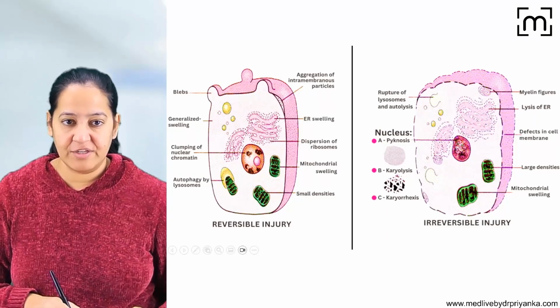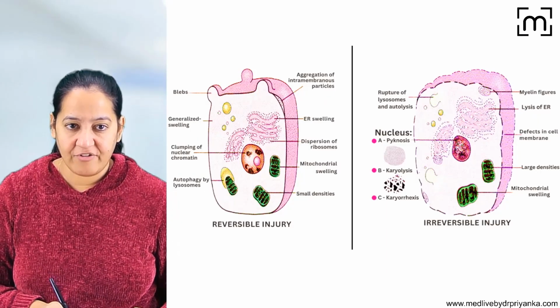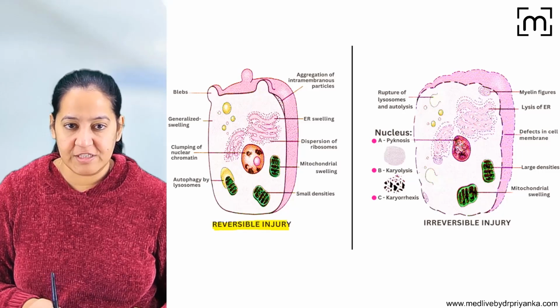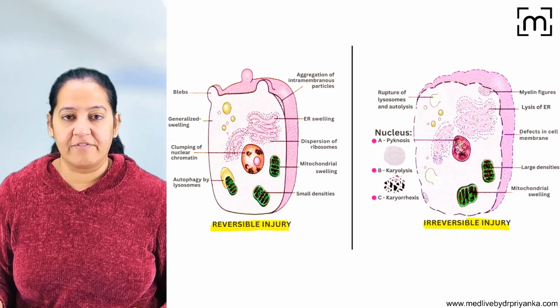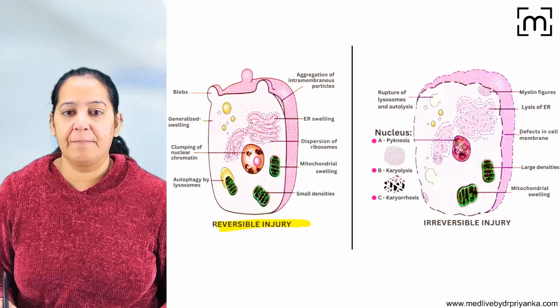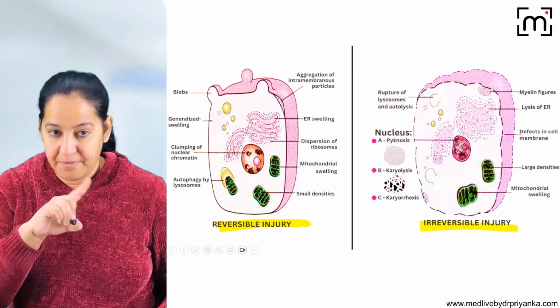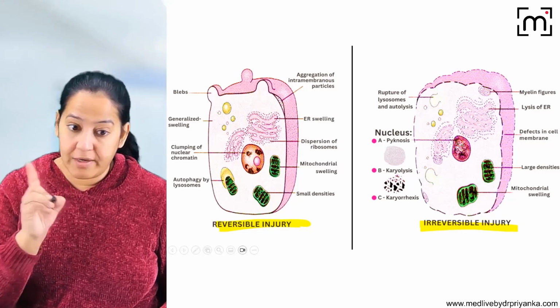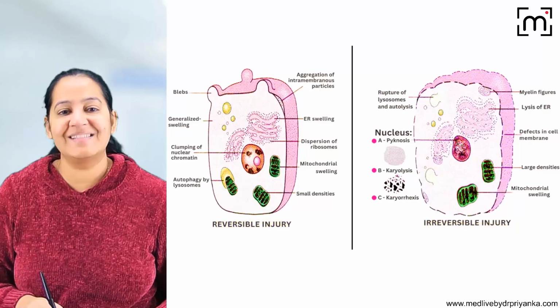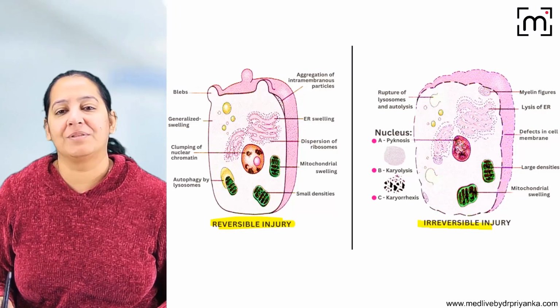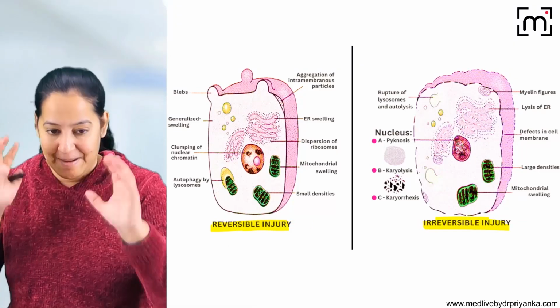Can you see the 2 cells in front of you? In the diagram, this is a cell showing reversible injury and this is a cell showing irreversible cell injury. Here we will compare 3 things: the cell membrane of both cells, the 4 organelles in both cells, and the nucleus in both cells. So let's come to the cell membrane.